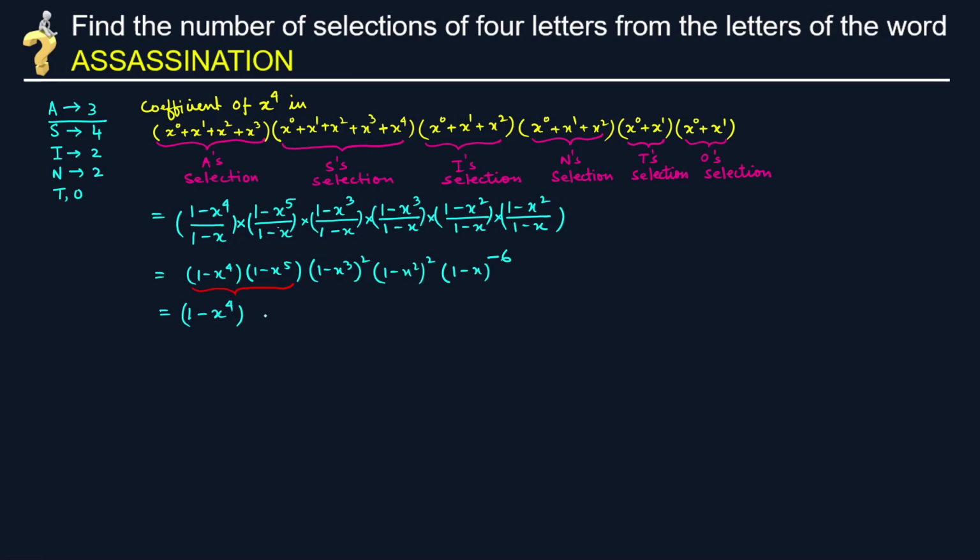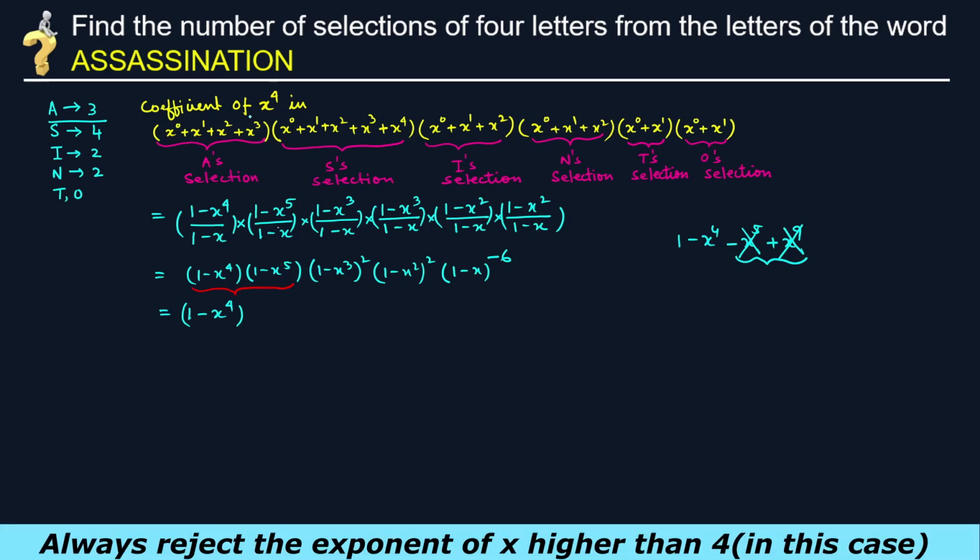You can ask me, sir, why have you not written the other terms? You see, if I multiply, what you are actually having is 1 minus x to the power 4 minus x to the power 5 plus x to the power 9. But while multiplying, I have not written this one and this one. Why? Because these all have exponents more than 4. And in our problem, I don't need any exponent which is more than 4. Isn't it so?